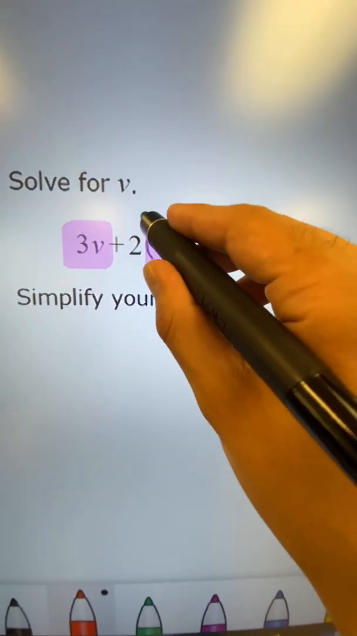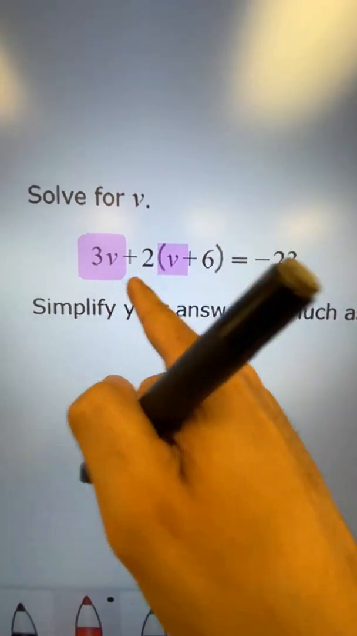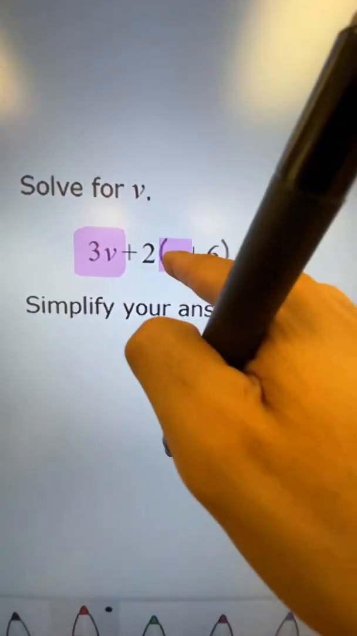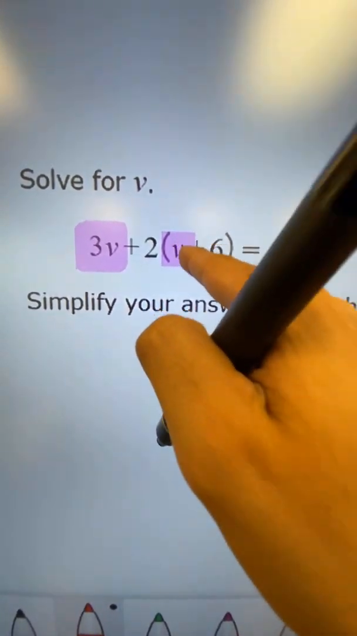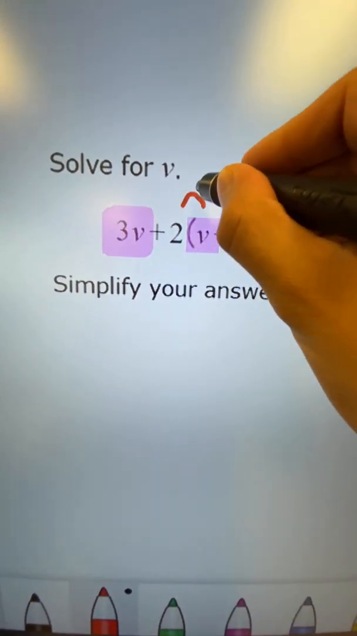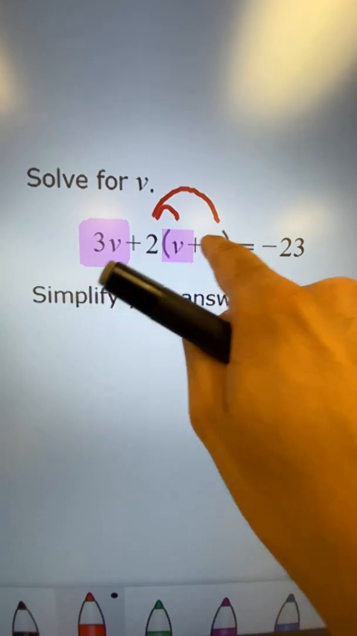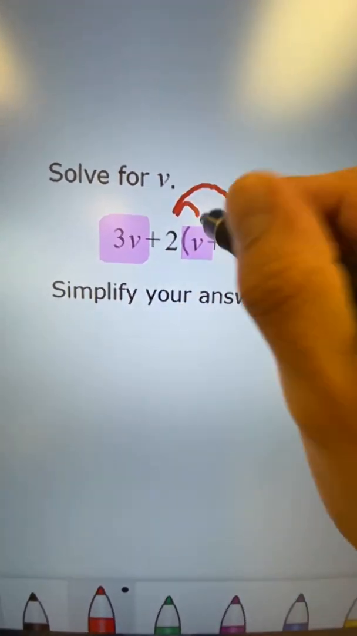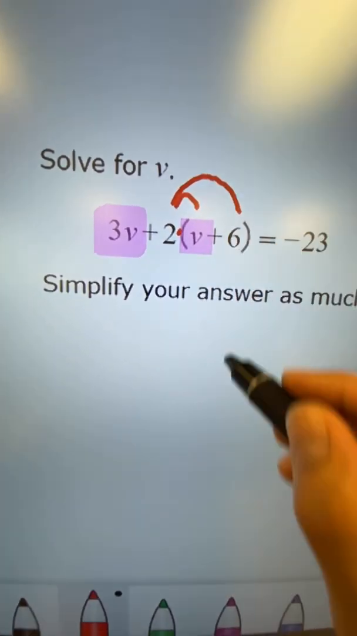Because you're trying to solve for v, you can't combine like terms unless you access this letter v inside the parentheses. So to access this variable, we have to use the distributive property first, which means you're going to multiply each of these terms by the number here, the 2. So again, that 2 is being multiplied with both of these.